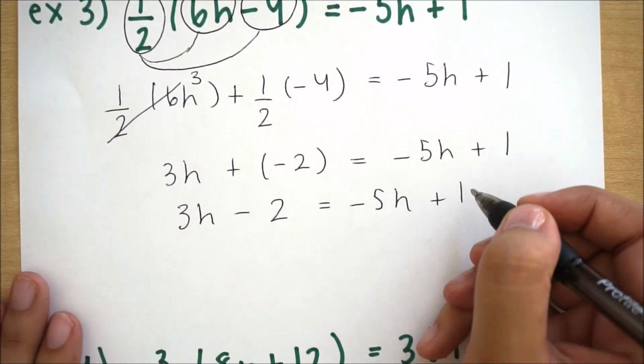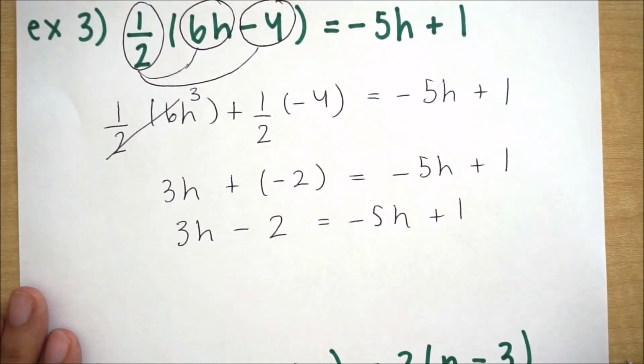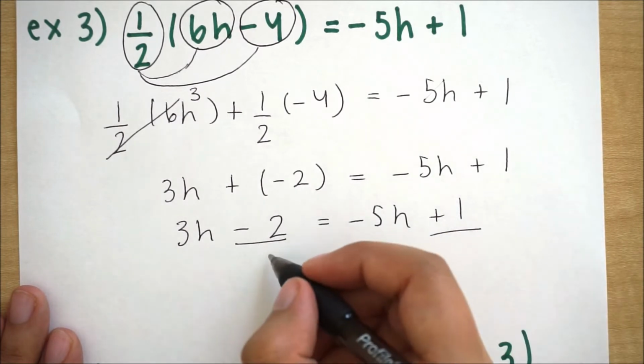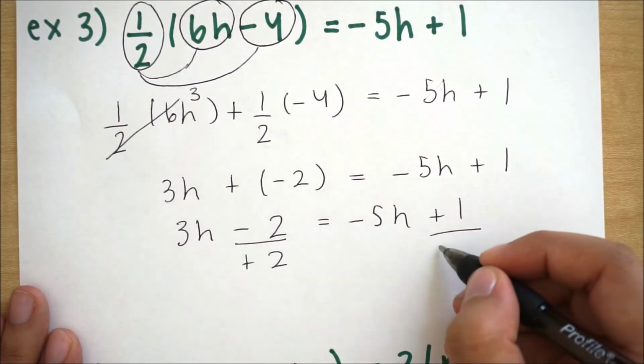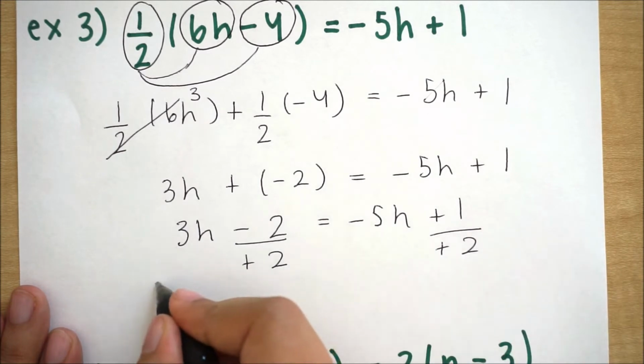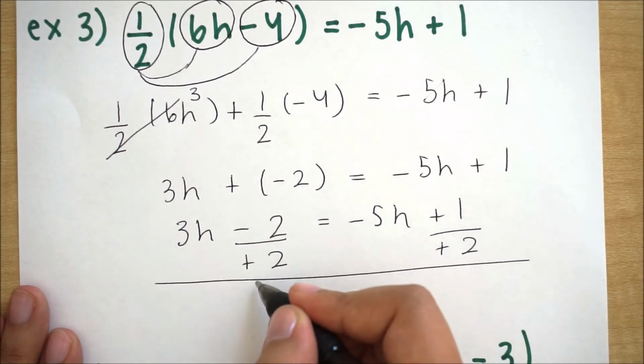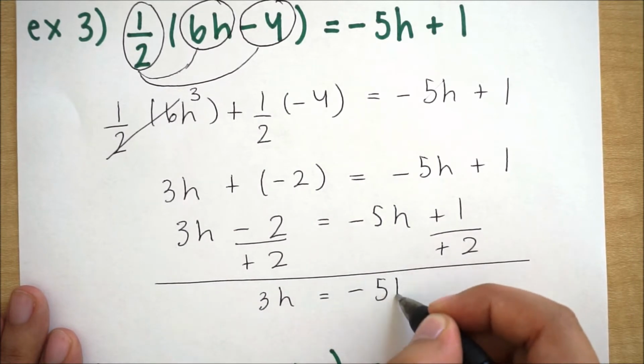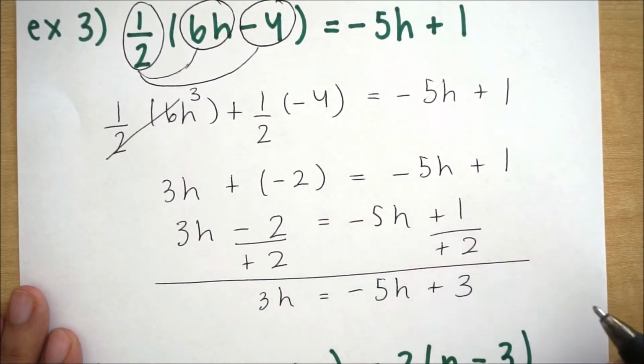Now we're going to combine like terms. So I'm going to go ahead and add 2 to both sides. Those are my two like terms. And by doing that, I get rid of the negative 2 on the left side. So I end up having 3h is equal to negative 5h plus 1 plus 2, which is positive 3.